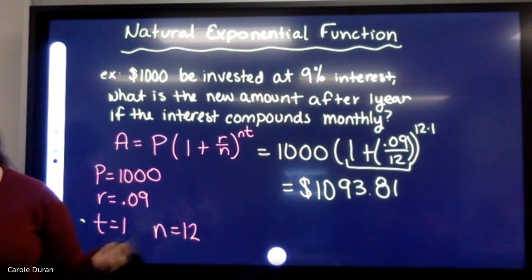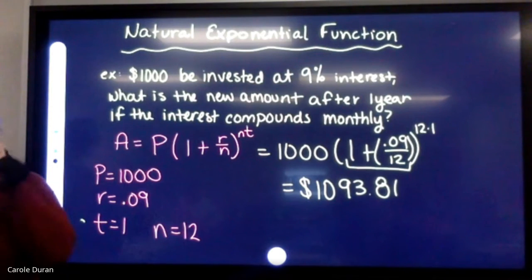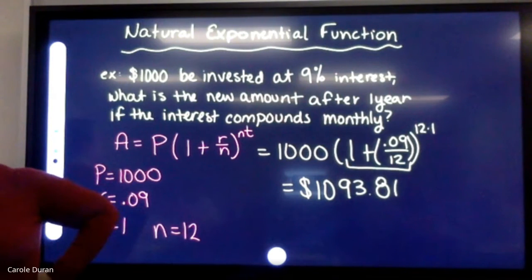Do you feel confident in your answer? No. Okay, what'd you get? $1,094.16. Everybody else coming to that same answer? Say that again. $1,094.16. So you should have roughly 1,094.16.